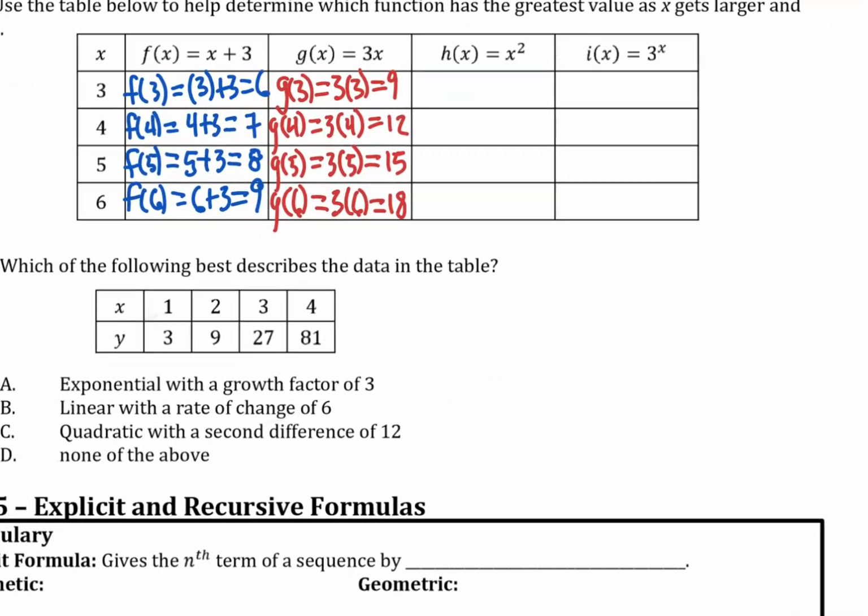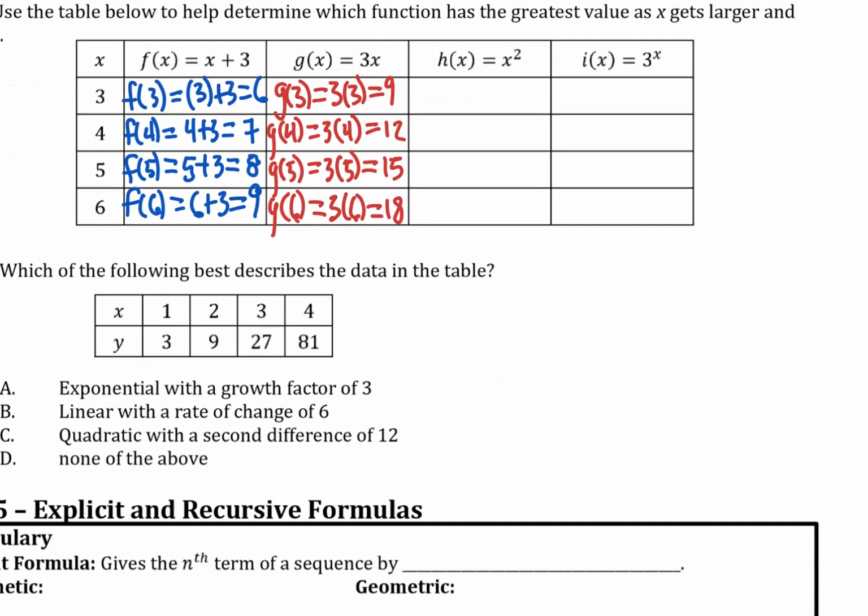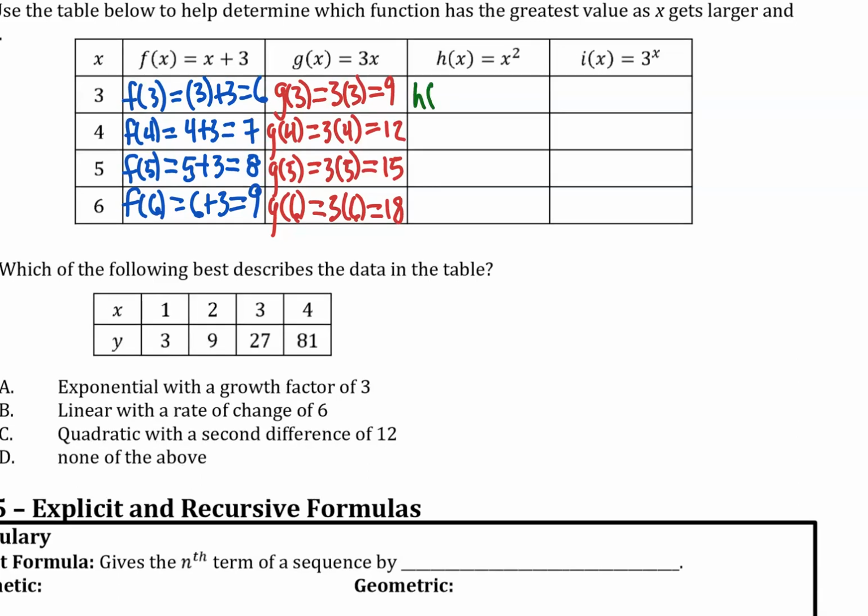Next one, this is a squared function, x squared. So this is a quadratic. As we grow this one, we're going to see what happens. This is h of, start with a 3. Well, it's going to be 3 squared, that equals 9. That's just like the last one. H of 4, well, that's going to be 4 squared. Well, that's equal to 16.